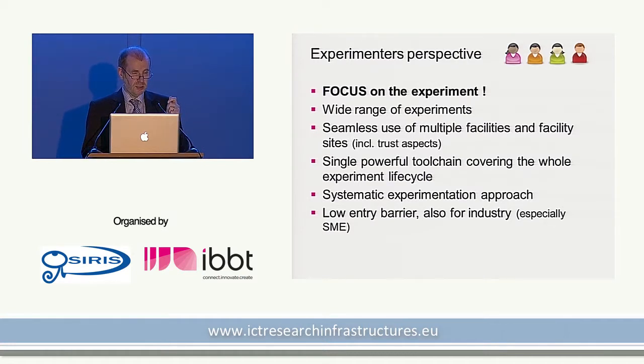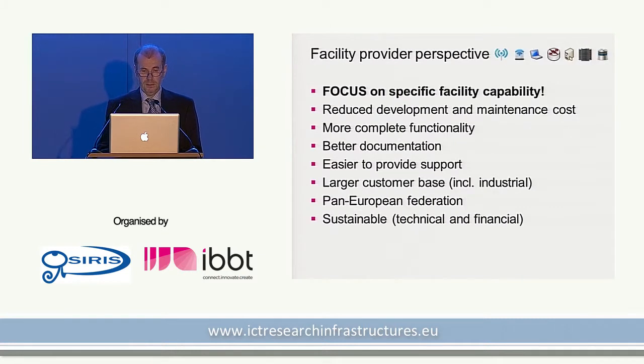And essentially, he has to be supported in a systematic experimental approach, which in this community is still lacking. I mean, people are too much just trying something, but not really following the proper way you have to do an experiment. So we have to teach them to do it in a much more systematic approach, and therefore we have to give them the tools. And finally, of course, an experimenter should have a low entry barrier, and this should also be the case for industry.